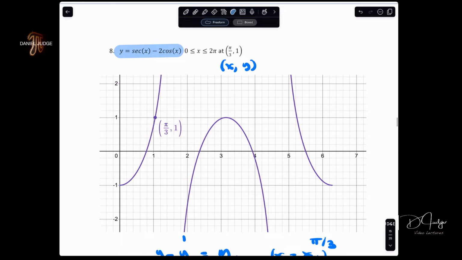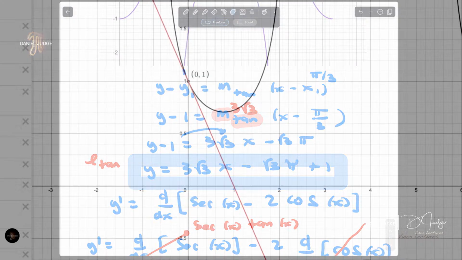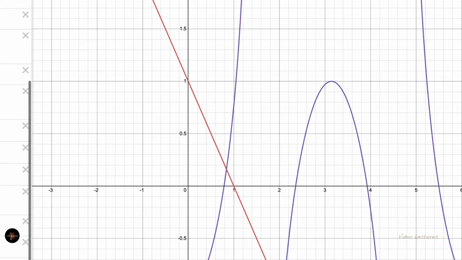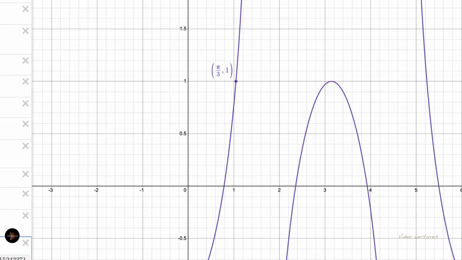So let's go back to this curve. Y is secant minus 2 cosine. Let's find it in the browser. So let's put that here. 3 square root of 3. Let's bring that out. That'll be your x. Minus the square root of 3. Bring that out with the pi. And don't forget to add 1. Let's see if this worked out. Yes, it did. It worked out pretty well for us.